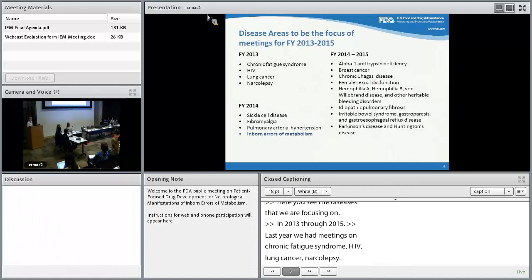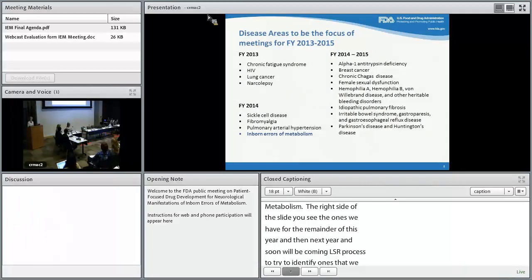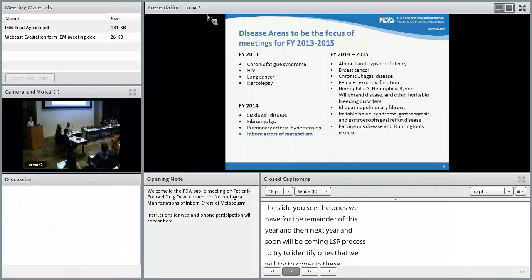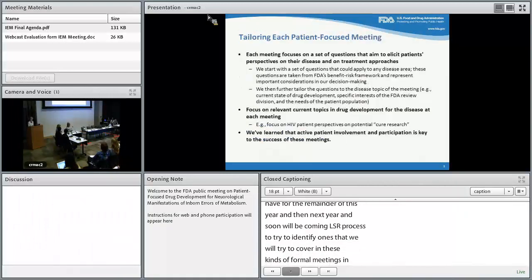And so far this year we've had a meeting on sickle cell disease, a meeting on fibromyalgia. Last month we had one on pulmonary arterial hypertension, and this meeting now on inborn errors of metabolism. And on the right side of this slide you see the ones we have for the remainder of this year and then next year. And soon we'll be coming out with our process to try to identify ones that we'll try to cover in these kinds of formal meetings in 2016 and 17.